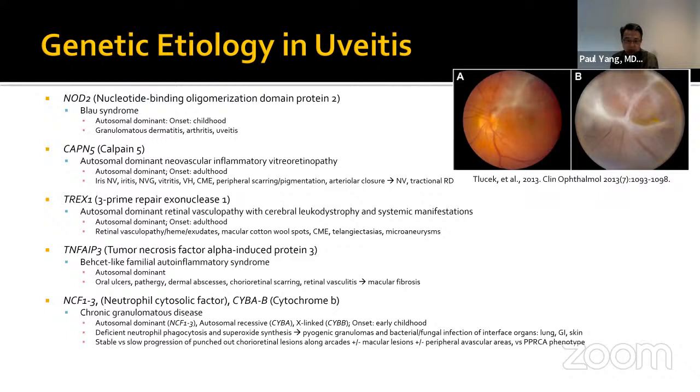The one on the bottom, chronic granulomatous disease, actually has 2 genes there, NCF and CYBA. That one can also be recessive and X-linked. So remember these conditions.